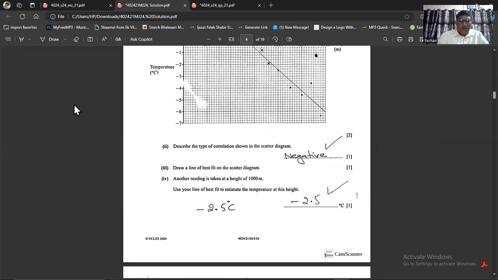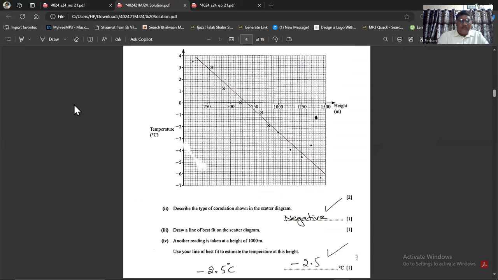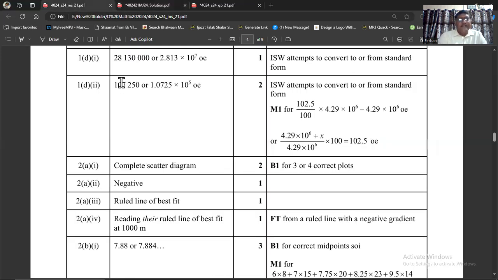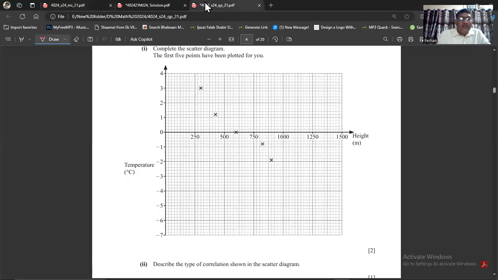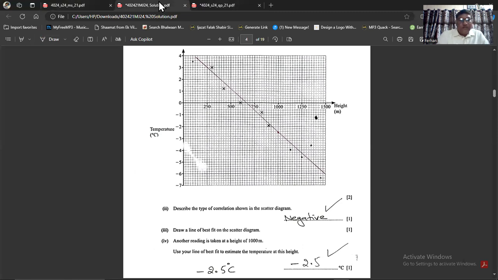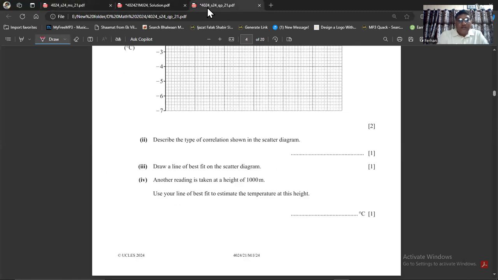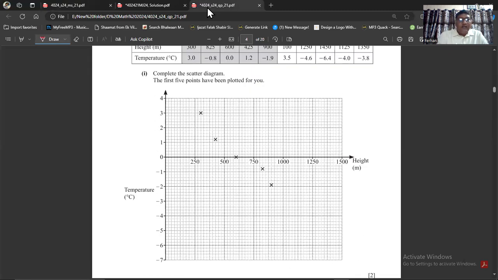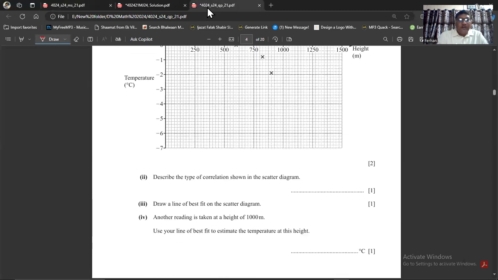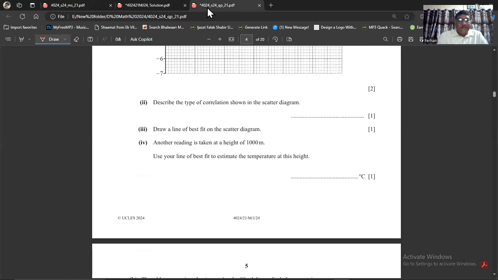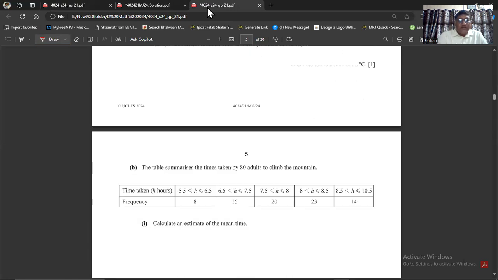Let me reduce the size so you can see the whole thing together. So let's check. It says complete scatter diagram, draw the line of the best fit, and read off the line of the best fit at 1000 meters. So that was question number 2, and its A part. Okay, we are done with the A part.